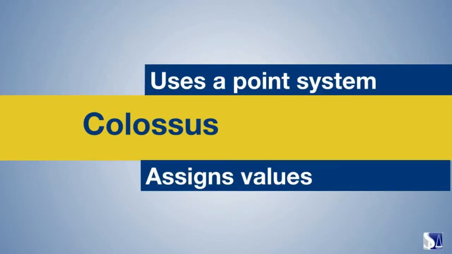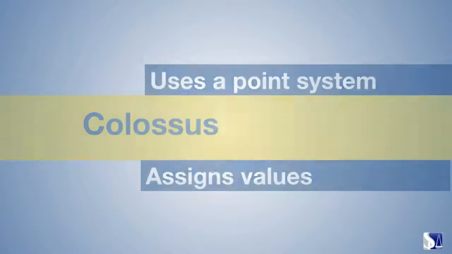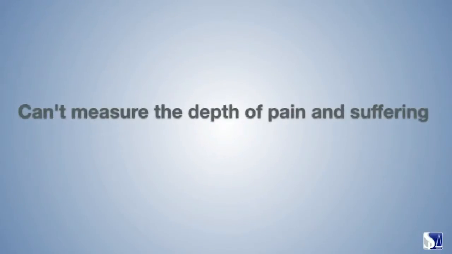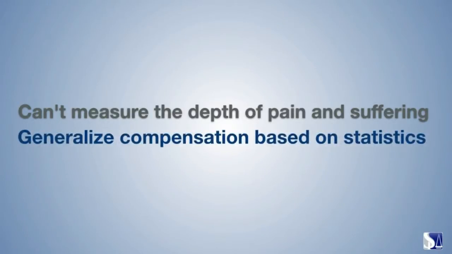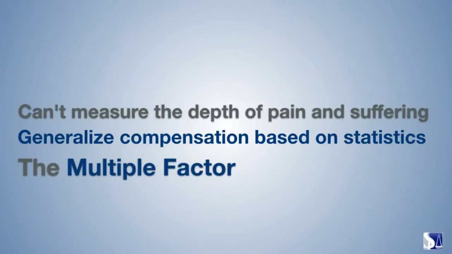A personal injury calculator like Colossus can't measure the depth of your pain and suffering. Software programs can't calculate the negative effects injuries have on your life. They can only generalize compensation amounts based on statistics, and statistics will never be able to measure true human suffering. Without automated tools to calculate an amount for pain and suffering, victims must rely on the multiple factor, a traditional method for calculating general damages. The multiple factor uses a flexible formula to come up with an optional demand amount.